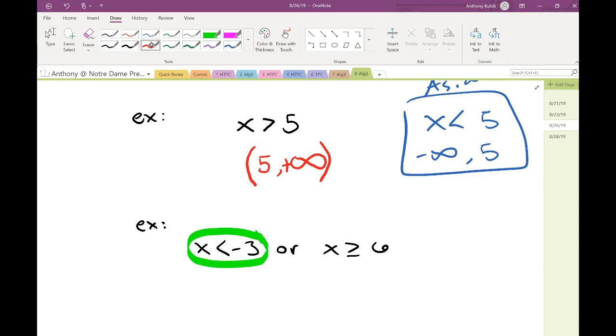What's the lower bound for x is less than negative 3? So think about the numbers that are less than negative 3. Are they getting bigger or smaller? Smaller, right? So negative 3 is the upper bound, but the lower bound is negative infinity. Is that okay with everyone?